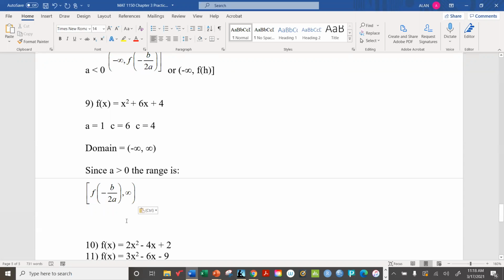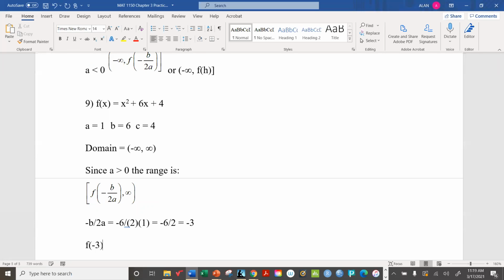Okay, now this is the challenging part. So we know that h equals negative b over 2a. I made a typo here, this should be b. Minus 6 over 2 times 1 is minus 6 halves, which is minus 3.